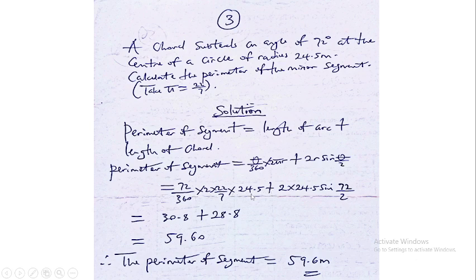If you simplify the length of the arc, you will have 30.8, and if you simplify the length of the chord, we have 28.8. So if you add them together, you have 59.60. So therefore the perimeter of the segment is 59.6 meter. The question can also be solved using the diagram. You can represent this information on the diagram and solve it using the diagram as well. Either way you take, you are going to get the same answer for the two. So that is the solution for question number 3 as well. You have 8 marks if you are able to solve this question correctly.